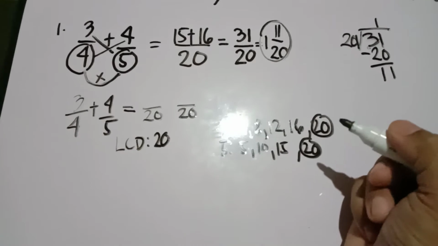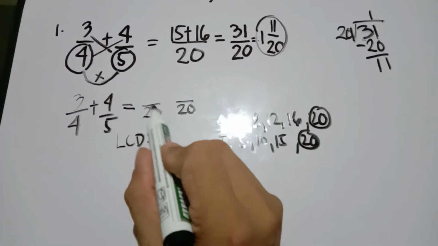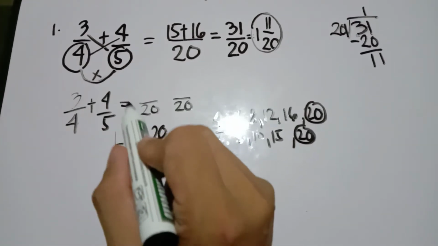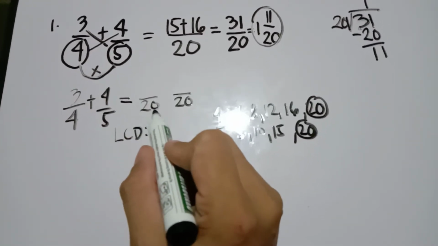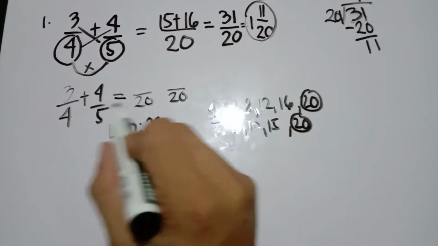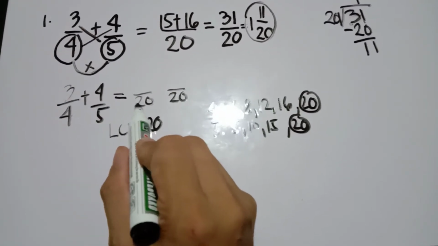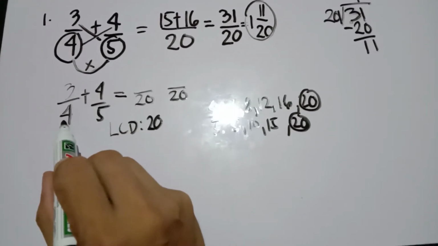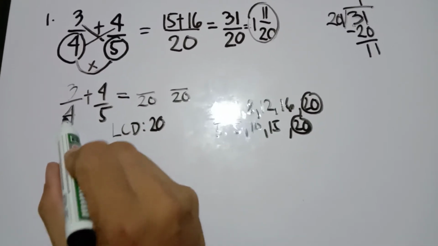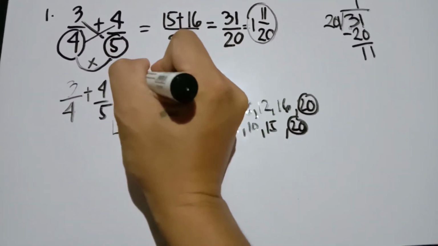Now we are going to look for the new numerators to find the equivalent fractions of 3/4 and 4/5. So 20 divided by 4. Again, we are going to divide 20 by the original denominator, which is 4. So 20 divided by 4 is equal to 5. Then multiply it by 3. 5 times 3 is equal to 15.